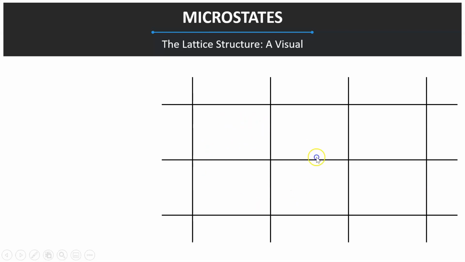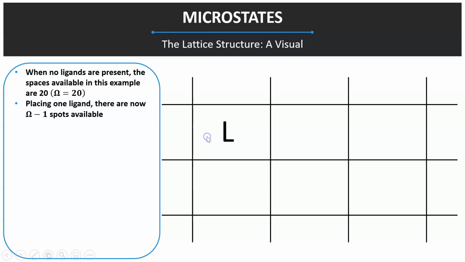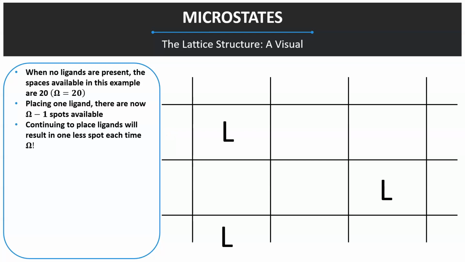Initially, we have no ligands present in this grid, and if you count the number of available spaces, you'll see that there are 20 open spots. This means that in this case, omega is equal to 20. If we were to place one ligand into this solution, there is now one space taken up, leaving us with 19 or omega minus 1 spots. Continuing to place ligands in this grid will result in one less space each time until we are left with only one space left, which is equal to, of course, omega factorial.